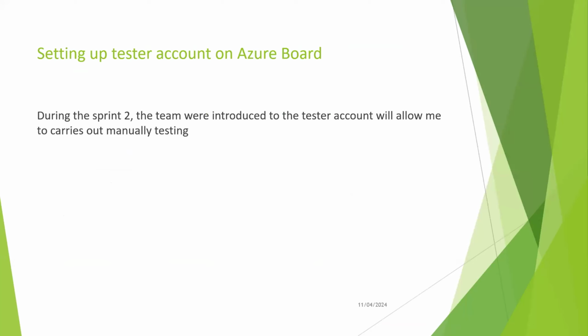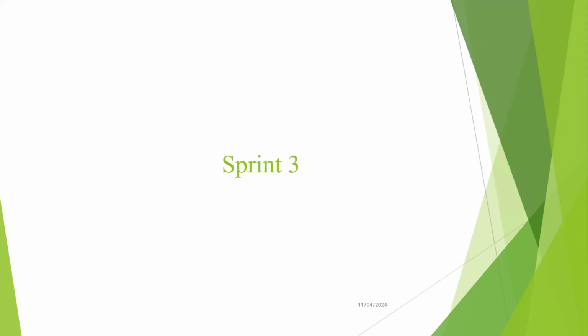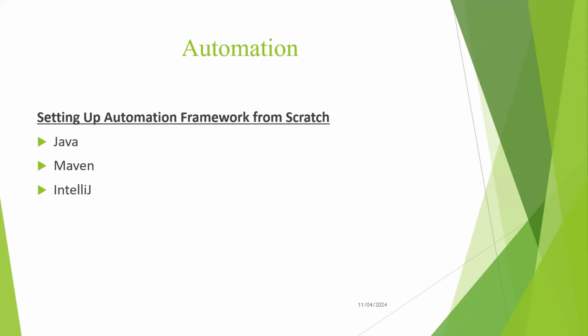Coming into sprint 3, we set up a tester account, which allows us to do more testing on the tester account. In sprint 3, we moved on to automation, whereby we were introduced to Java, Maven, and IntelliJ, and how to set up IntelliJ on the system.